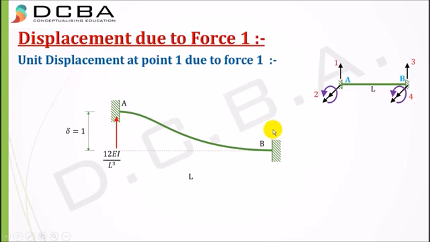This force causes a unit displacement at point A, and the reactions formed are 6 EI by L square, a moment of anticlockwise nature, 6 EI by L square, again a moment of anticlockwise nature at point B, and 12 EI by L cube, a reaction at point B. The directions and these magnitudes are explained in the previous video. You can watch it there.